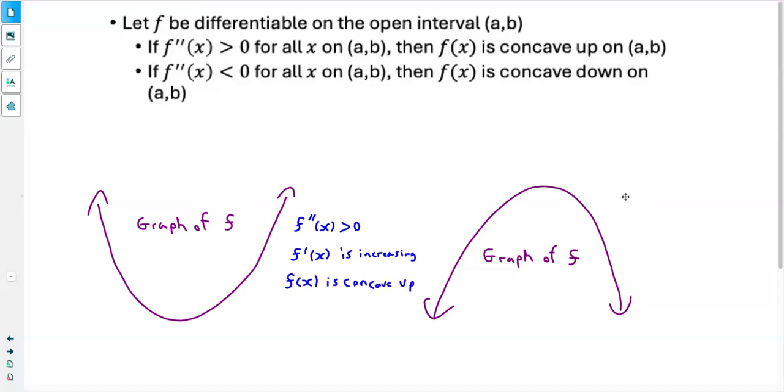If this is our graph, f double prime, or the second derivative of x, is going to be less than 0 or negative. F prime of x is decreasing because we start out with a positive slope and it becomes less and less until it becomes negative. Now we can say f of x is concave down.